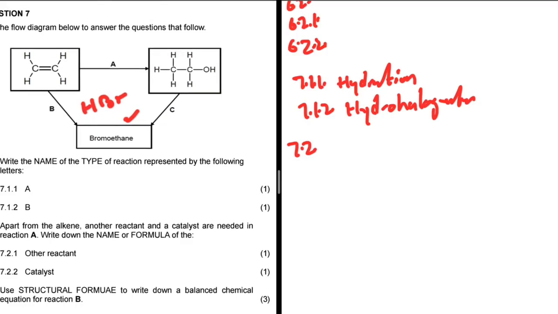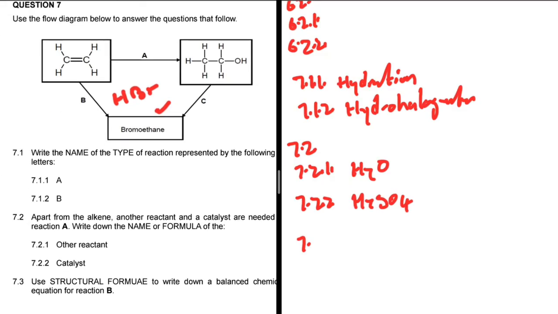And then 7.2, apart from the alkene, another reactant and a catalyst are needed in reaction A. Write down the name or formula of the other reactant. So the other reactant that is needed obviously is H2O, like we've talked about. And then the catalyst that is needed is dilute sulfuric acid. So we need H2SO4 for hydration to take place.